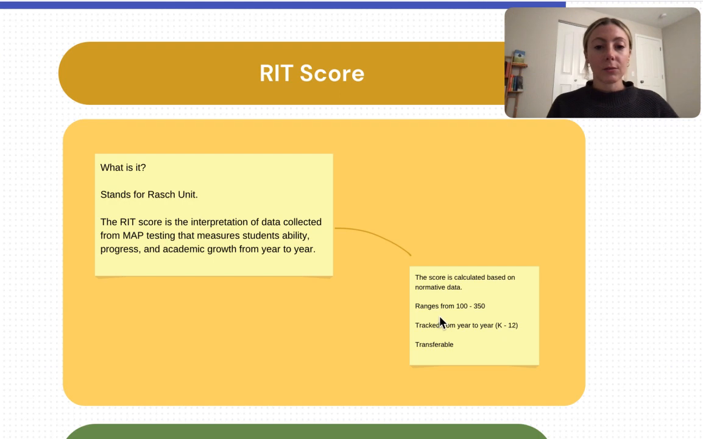The scores range from 100 to 350, and they're tracked from year to year. So that means starting in kindergarten, if a student starts taking MAP tests, their scores follow them all the way through 12th grade. So if they move to another school, their score follows them, and teachers at other schools are able to see where they're at and really start helping them at their individualized level. In addition to that, they're transferable, meaning they could move to another school and they would follow them.